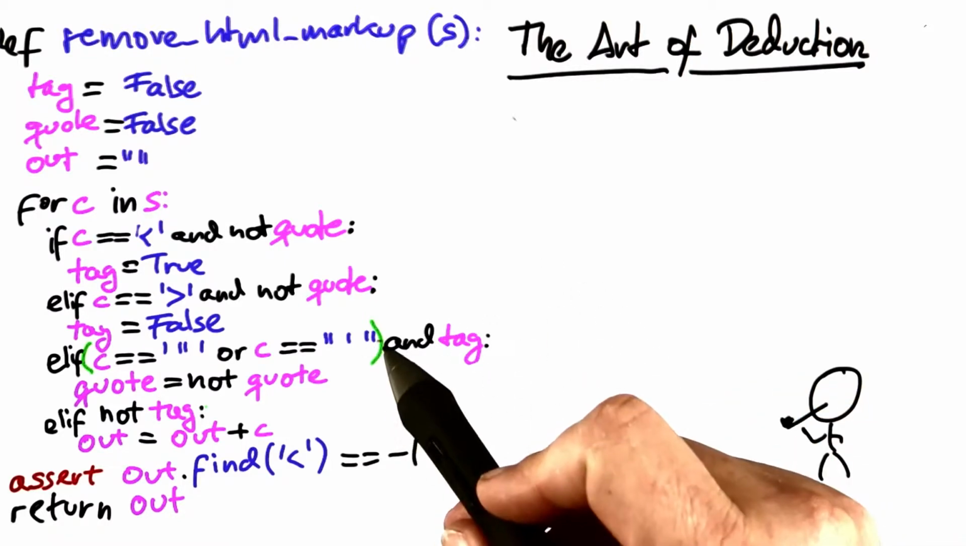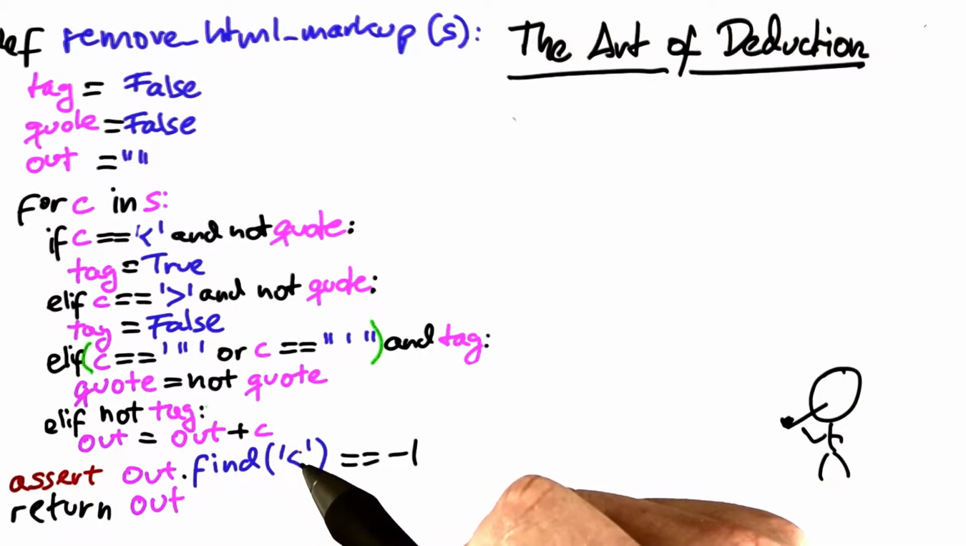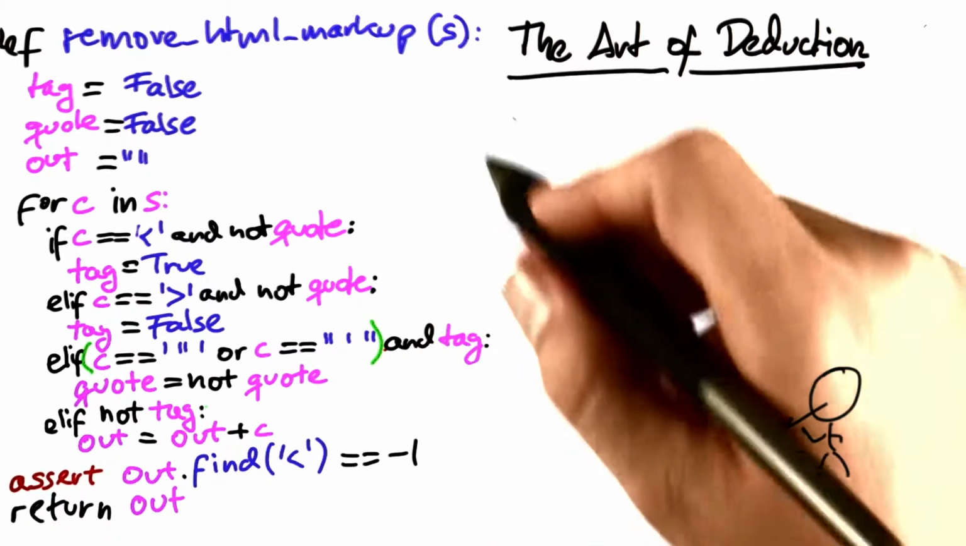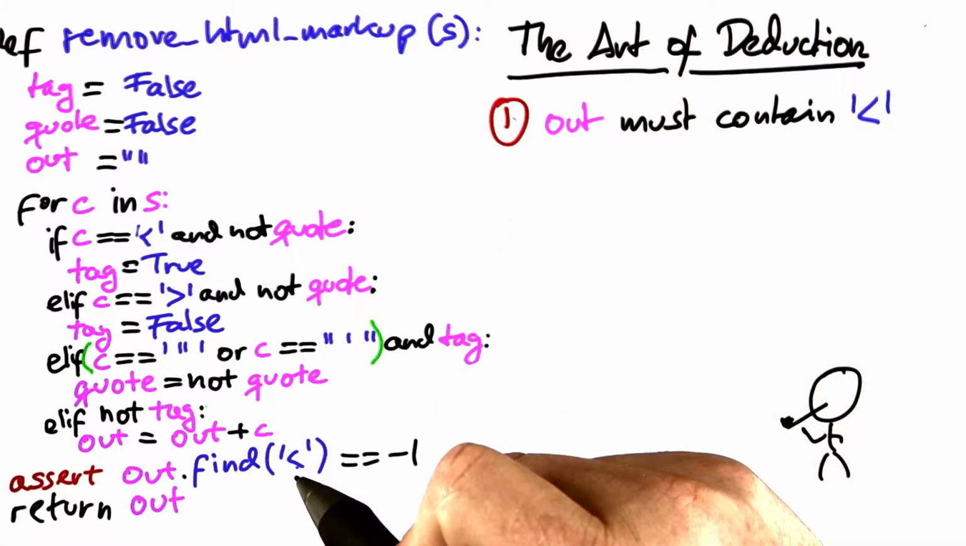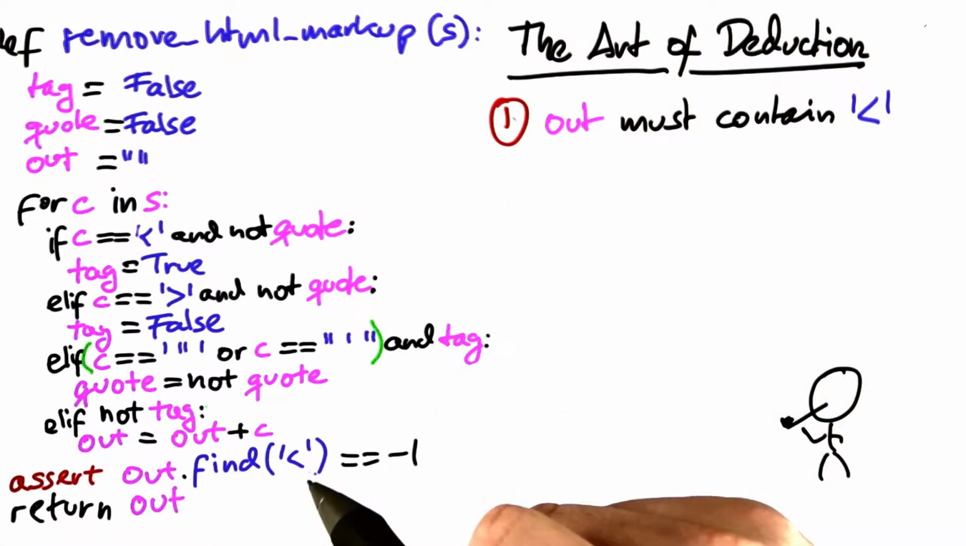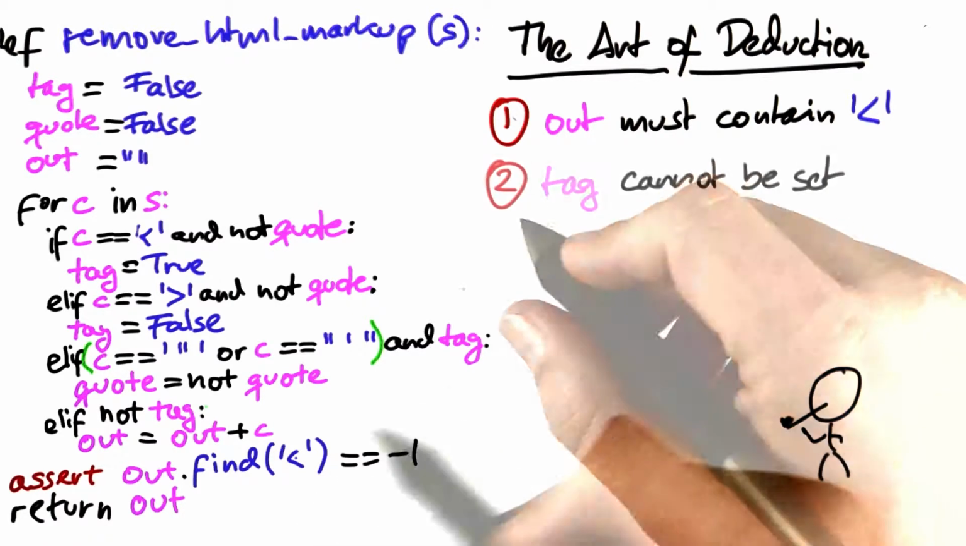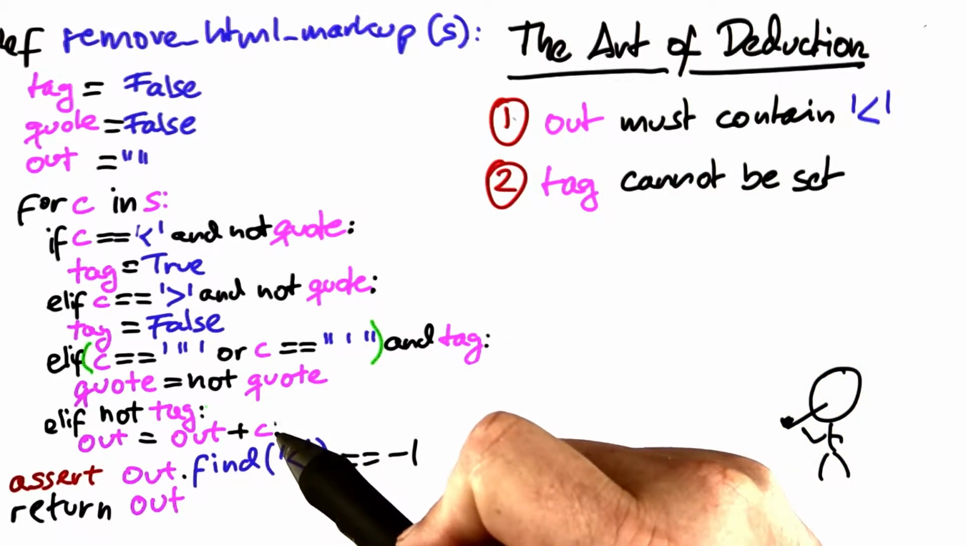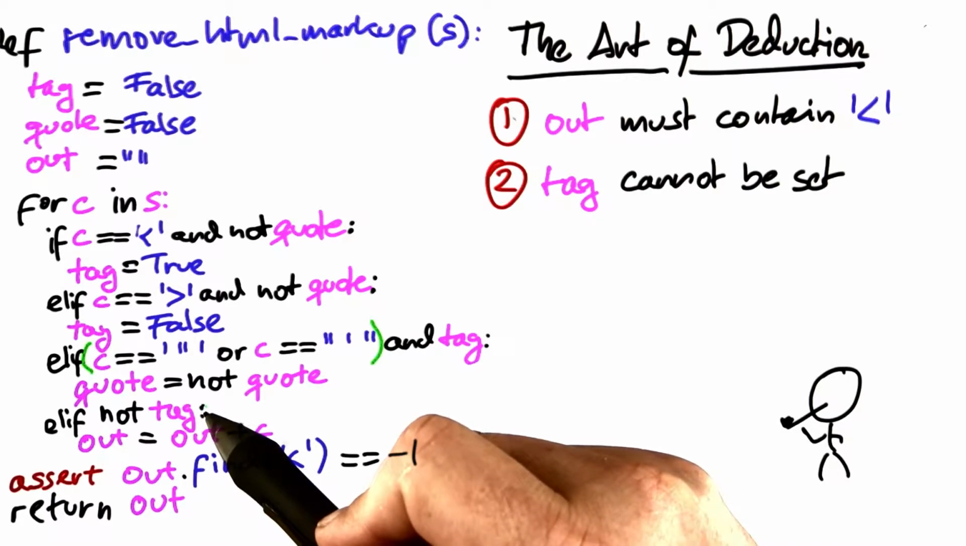Indeed, with this fix applied, the assertion can no longer fail. This is how the argument goes. In order for the assertion to fail, the out variable must contain a less than sign. Since this is the only place where characters are being added, tag cannot be set.